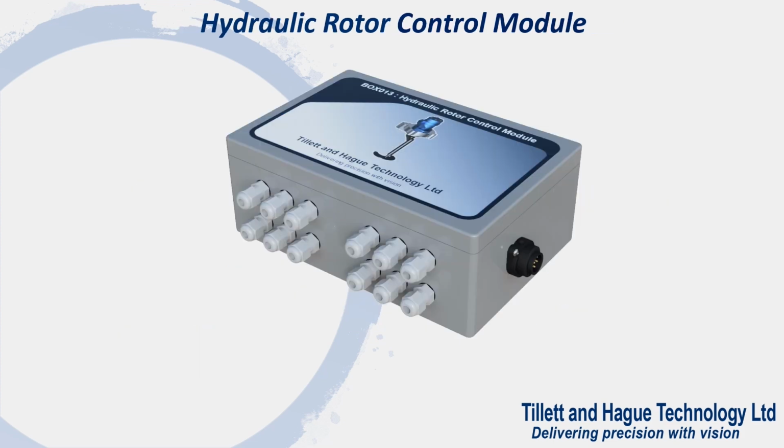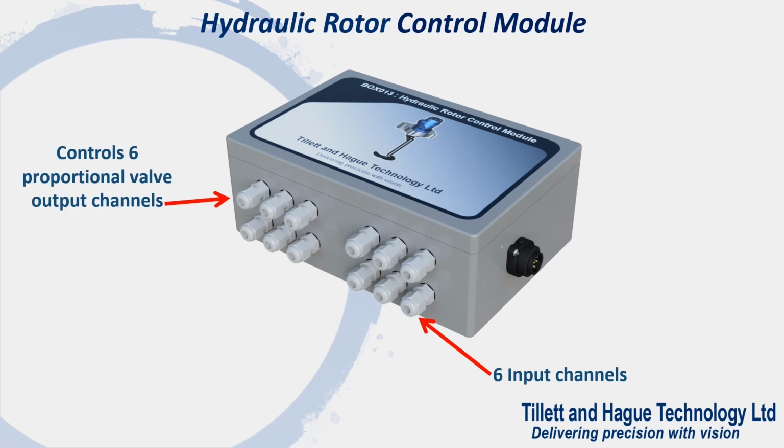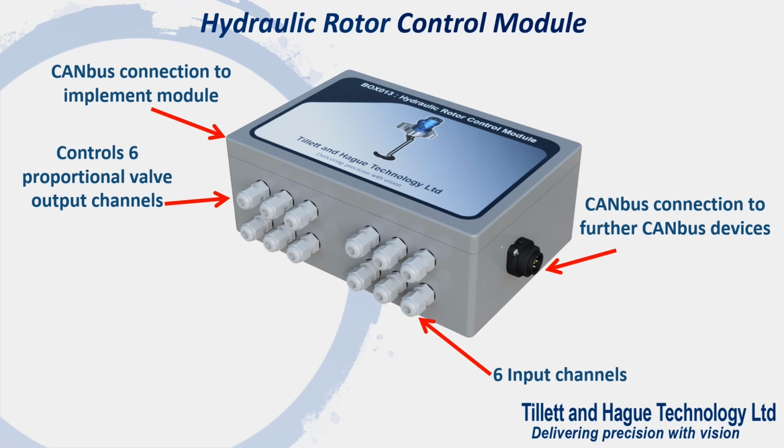This is a hydraulic rotor driving module with 6 sensor input channels and 6 proportional valve output channels. Multiple rotor control modules can be connected in line for additional output channels. We do not manufacture our own hydraulic rotor, but we can advise on design for our customers. Blade profiles for hydraulic rotors are the same as those for the electric version and are available on request.